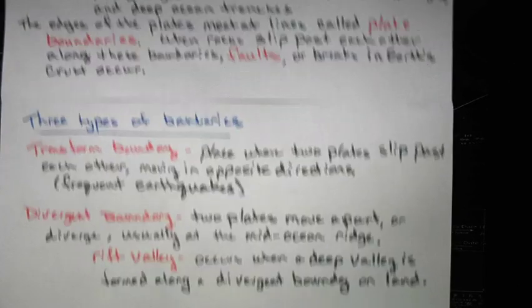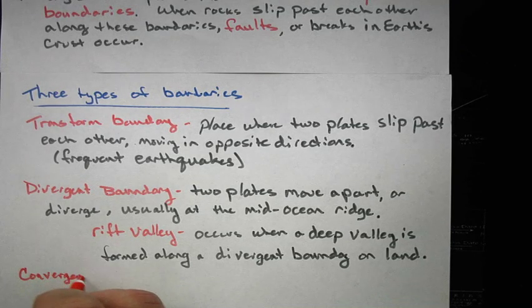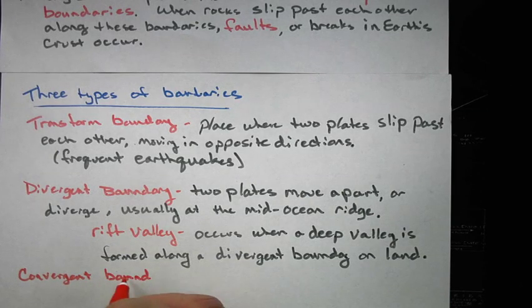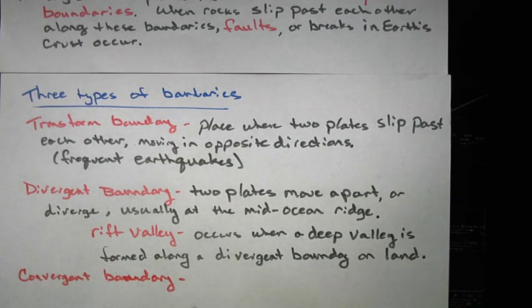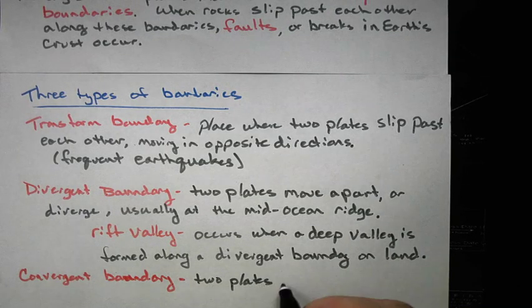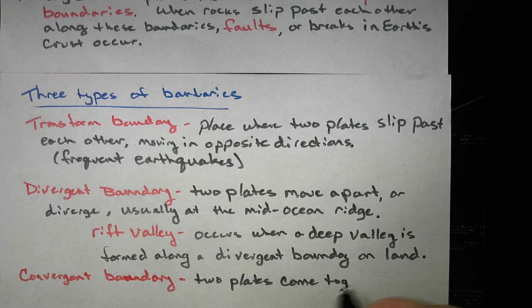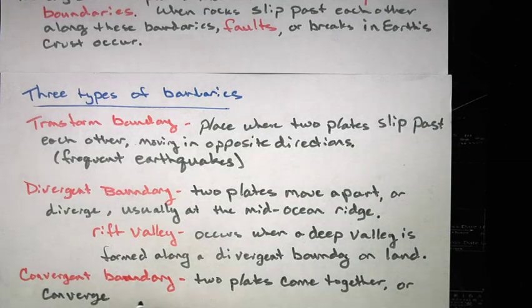Okay, and then the third one. If we have a transform boundary, where plates move past each other, and a divergent boundary where they move apart from each other, then we would have a convergent boundary. That occurs where two plates come together, or converge, causing a collision.